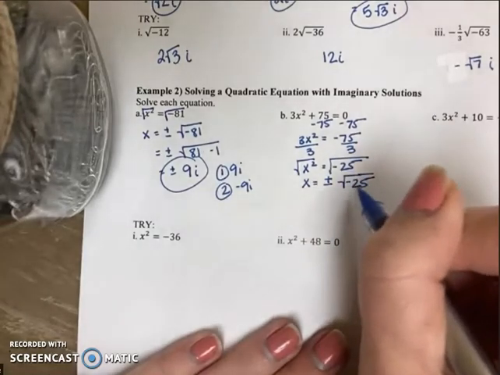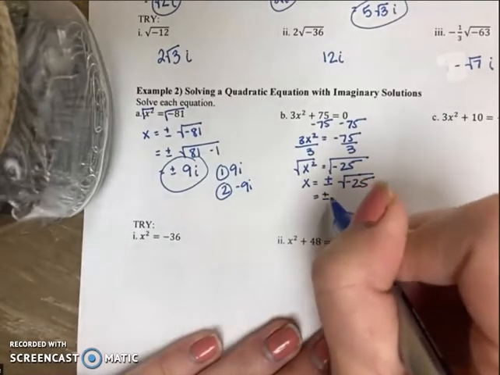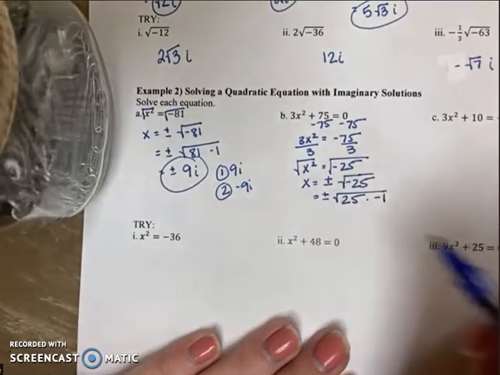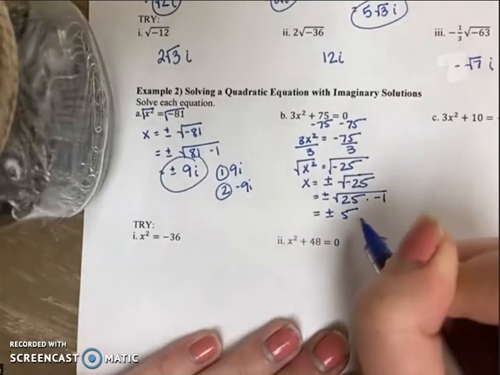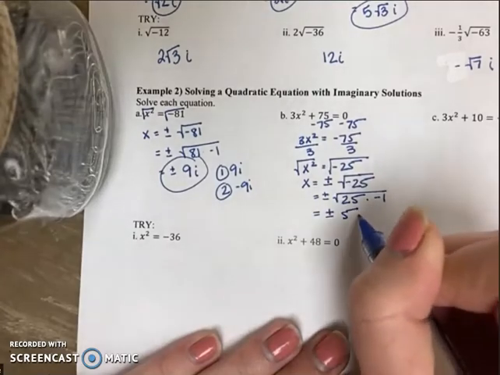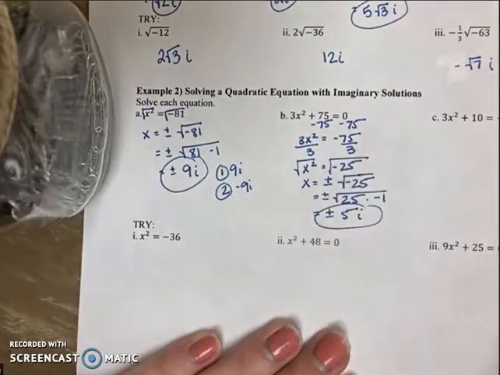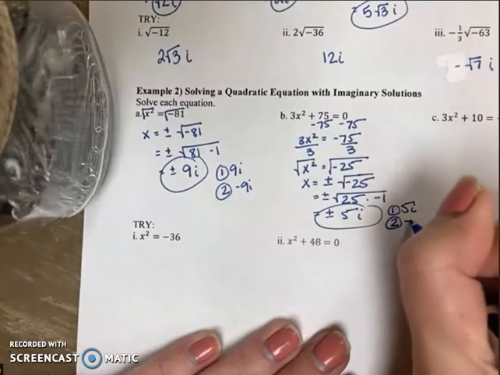Using product property, you can split this up as plus or minus the square root of 25 times a negative 1. The square root of 25 is 5, and then the square root of negative 1 we know is i. So I have two solutions here. The first one is a positive 5i, and the second one is a negative 5i.